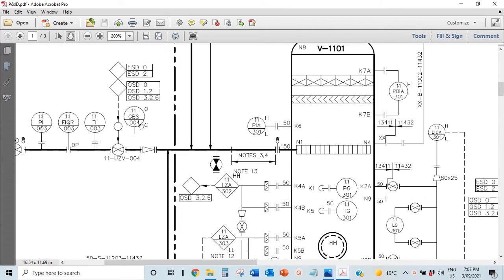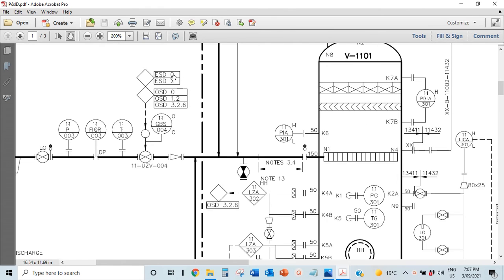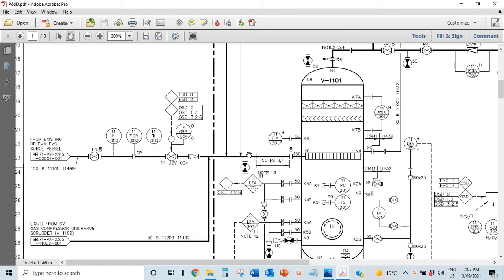Then also there's what you call a local shutdown. Maybe you're right there by the equipment and you see a problem. They should have manual push buttons that can shut down the equipment or the entire facilities. You should have them around. So you may want to do that. So you have different levels of shutdown.